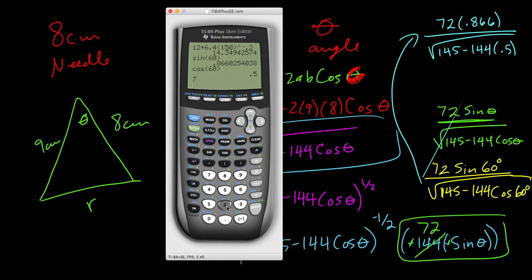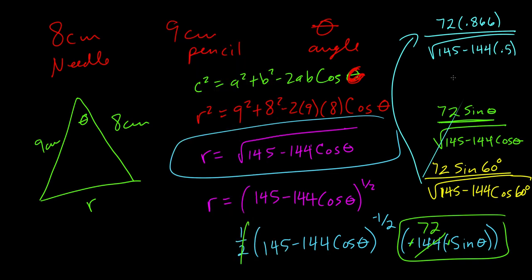If we plug in the rest of it, we do 72 times 0.866, and then we divide that by the square root of 145 minus 144 times 0.5. And then we get 7.30 on that one.